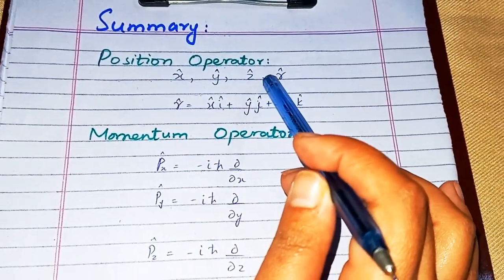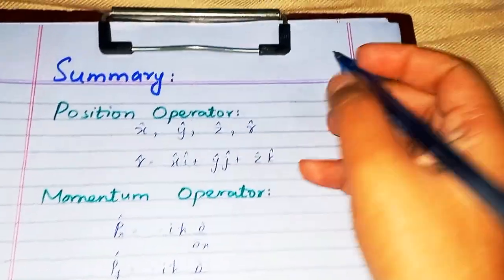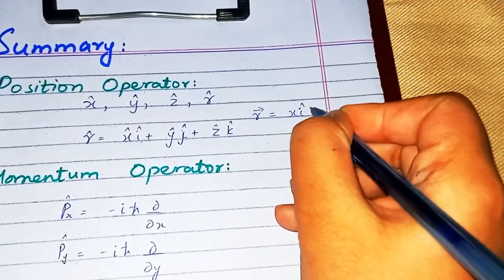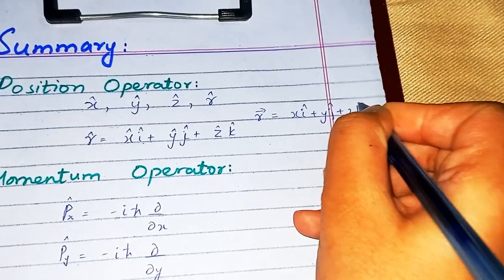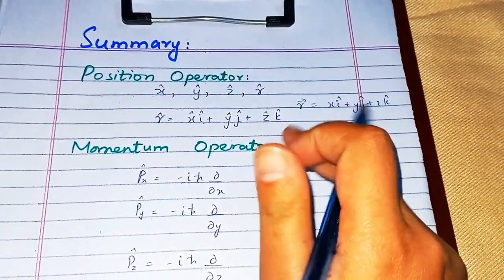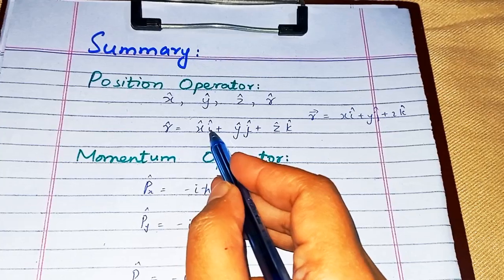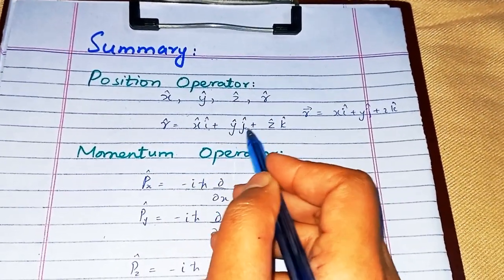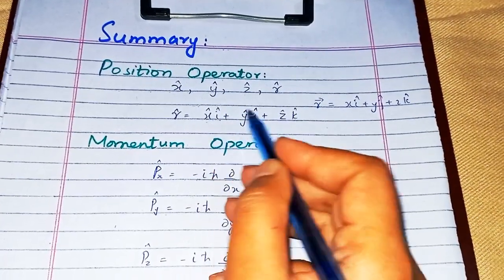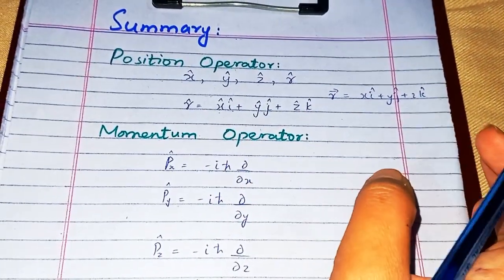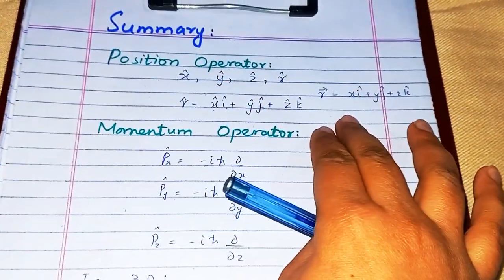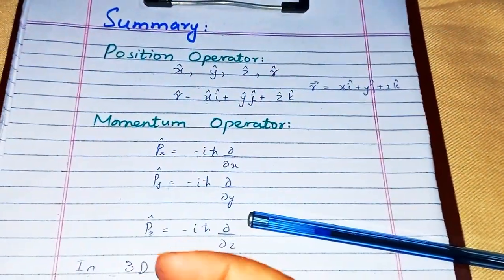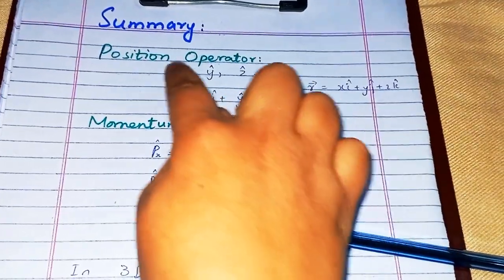And if you are considering the 3D case, as we already know in vector algebra, r is equal to x i hat plus y j hat plus z k hat. So if you are considering a 3D case, then it's simply r hat equals x hat i hat plus y hat j hat plus z hat k hat. Here i hat, j hat, and k hat are the unit vectors, while x hat, y hat, and z hat are actually the operators. And that's the simple transformation from 1D to 3D case. It's always the vector sum of the 1Ds.